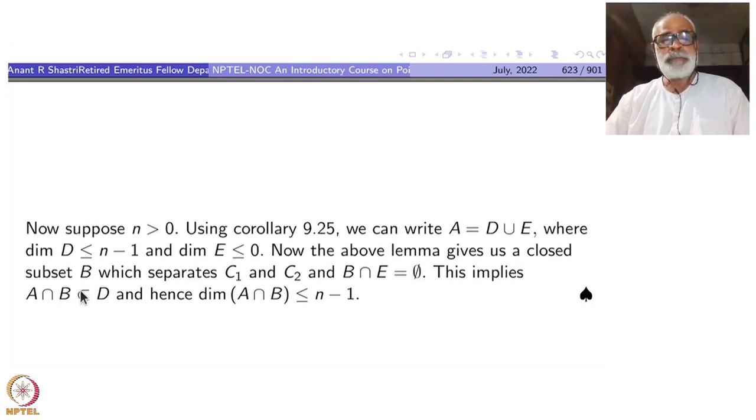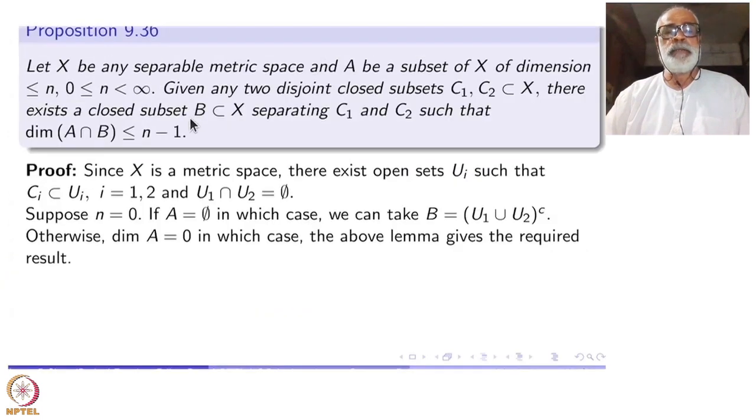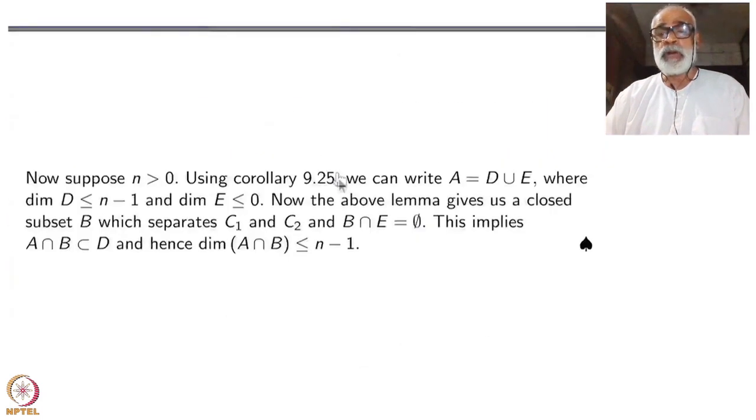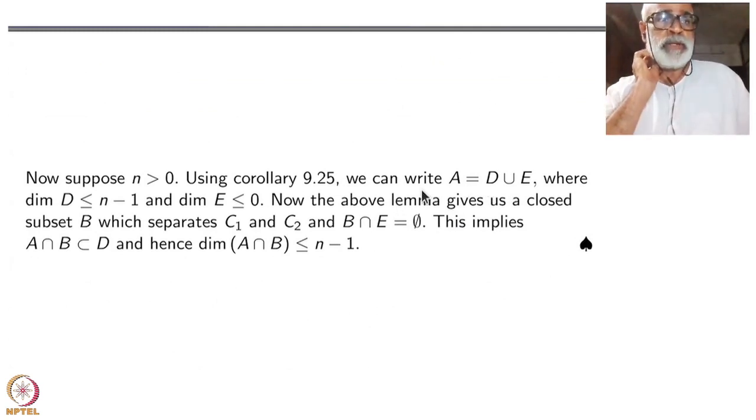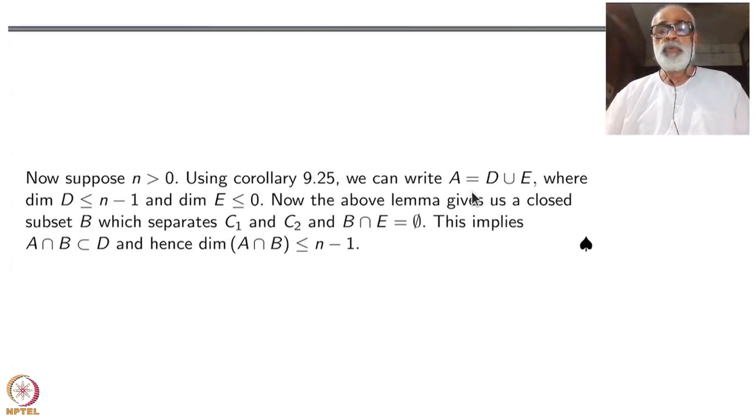But then this implies, if you take A intersection B, that will be contained inside D. But D is of dimension less than or equal to n minus 1. So A intersection B is also of dimension less than or equal to n minus 1. Okay, so after the hard work of the lemma, this comes quite easily. Of course, I have to use this crucial thing here, namely anything which is of dimension n can be written as a union of two subsets, one of dimension n minus 1, another of dimension 0.